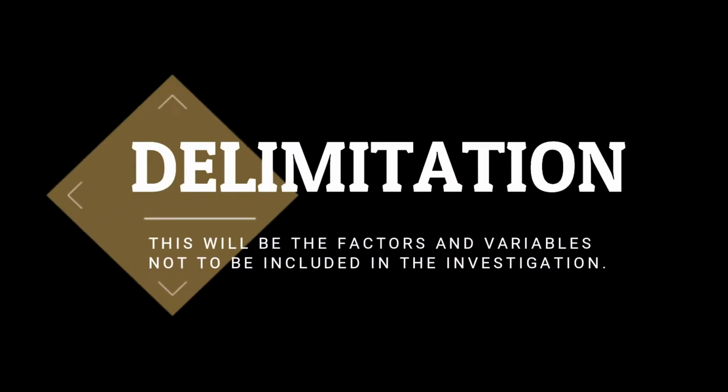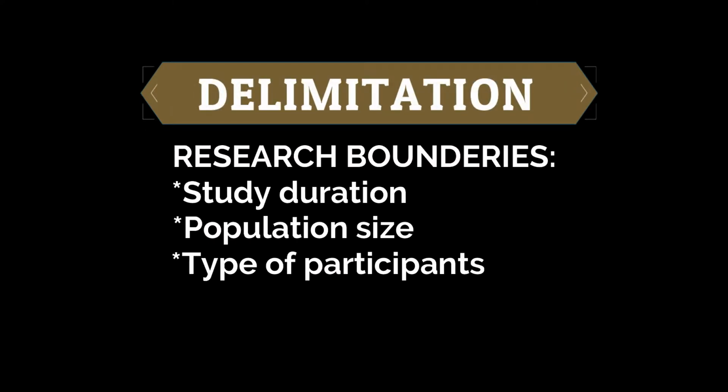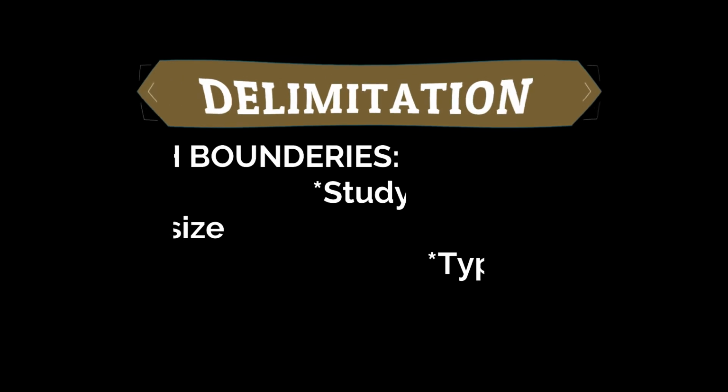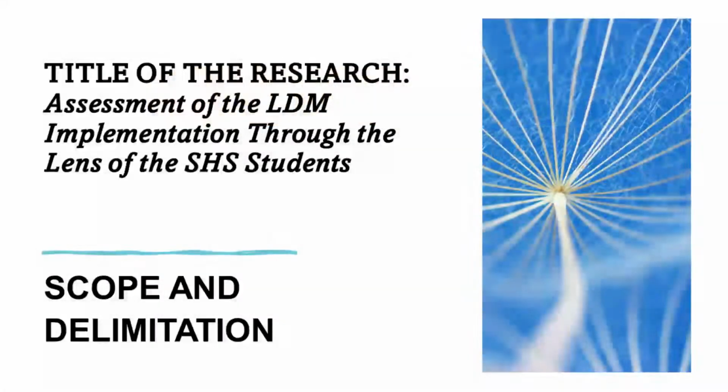The delimitations of a study are the factors and variables not to be included in the investigation. In short, they are the boundaries the researcher sets in terms of study duration, population size, and type of participants, and more. Look at this example.